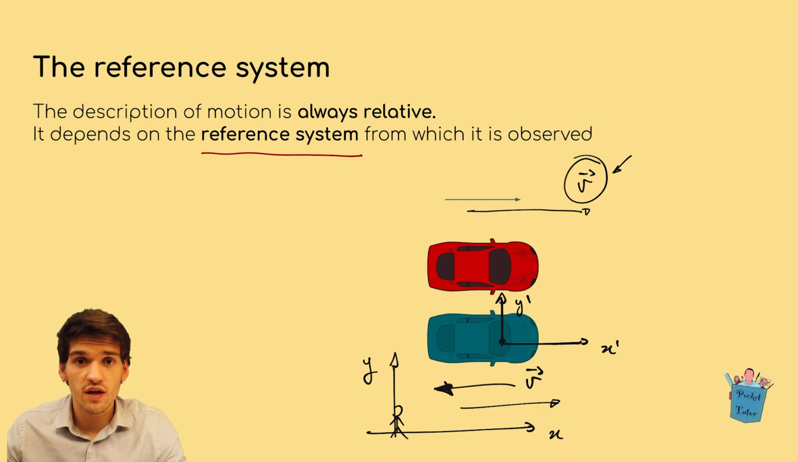So every time we're talking about motion or position of bodies, we always need to set up a reference system. We need to declare it, because velocities and positions are always relative to a reference system.